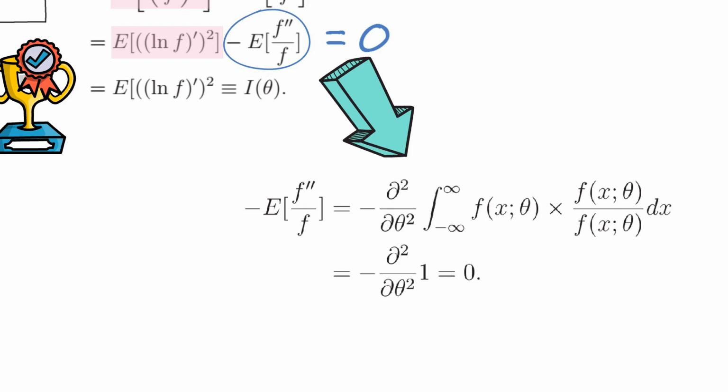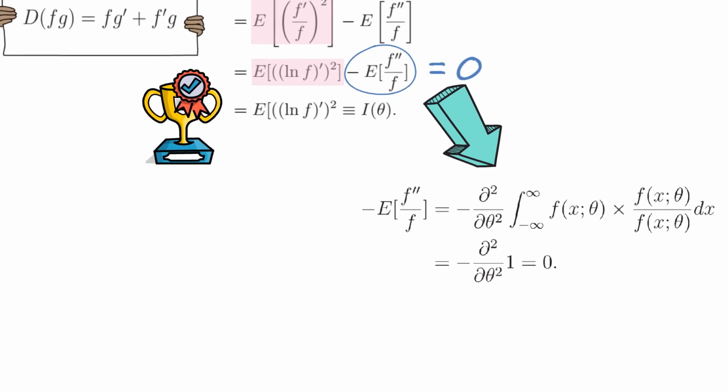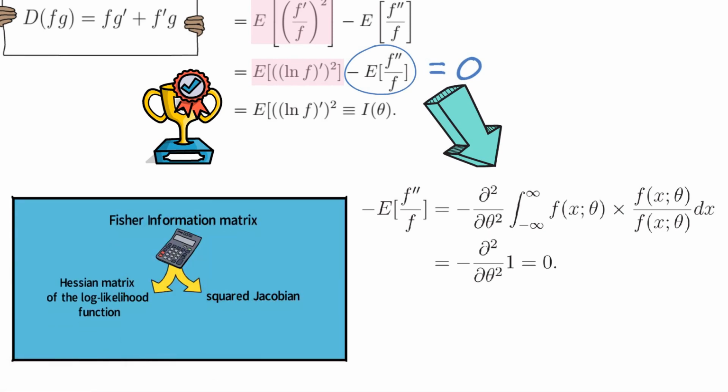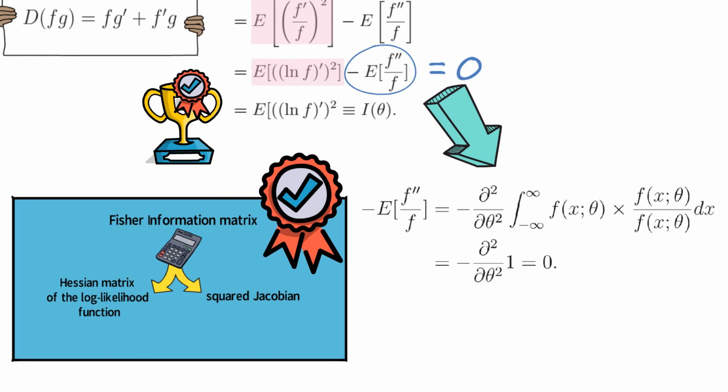And that kind of shows that from an analytical point of view, you really determine the information matrix either by the squared Jacobian or by the Hessian, whatever turns out to be numerically more stable.